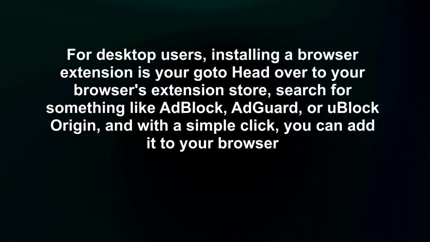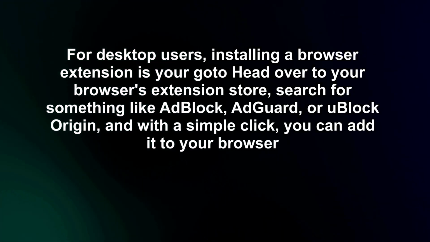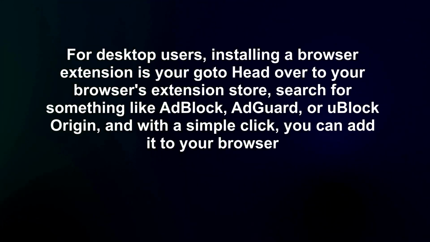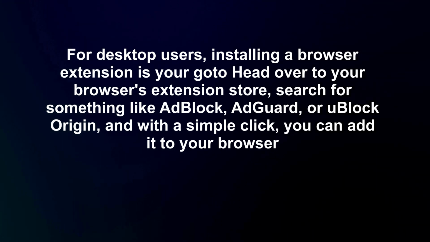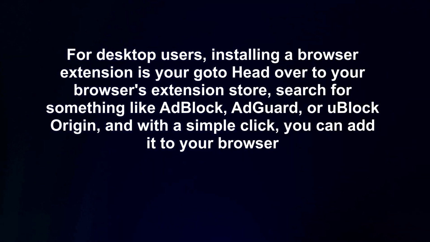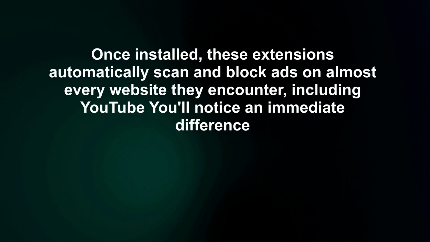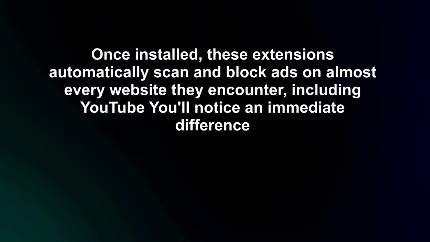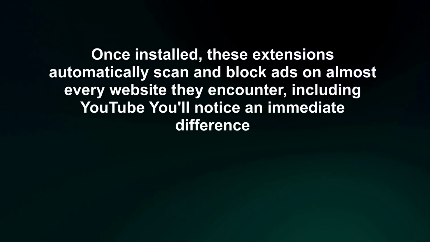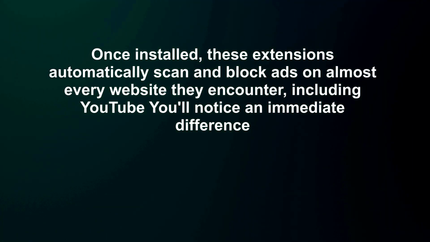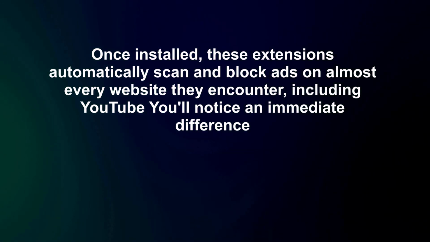For desktop users, installing a browser extension is your go-to. Head over to your browser's extension store, search for something like AdBlock, AdGuard, or uBlock Origin, and with a simple click, you can add it to your browser. Once installed, these extensions automatically scan and block ads on almost every website they encounter, including YouTube. You'll notice an immediate difference.